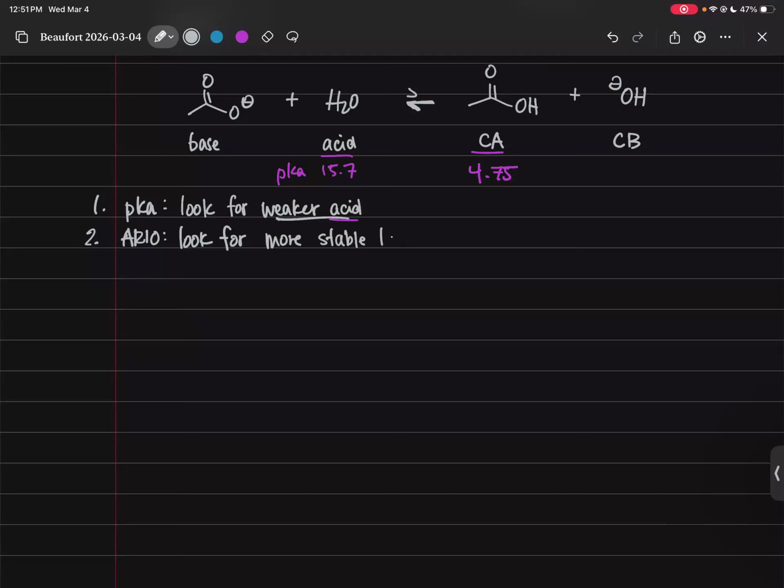Really just the more stable base. Okay, so now we're going to be comparing acetate with hydroxide. A is for atom. In this case, both of the negative charges are on oxygen, so that makes atom not a useful way to tell them apart. R is for resonance. So we need to see if the bases, or conjugate bases, whatever you want to say, have resonance stabilized negative charges.